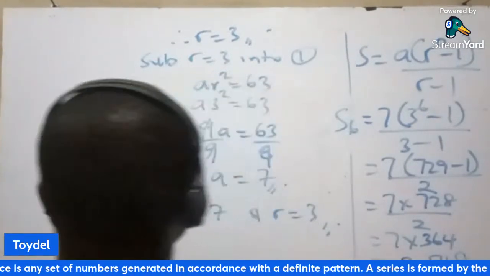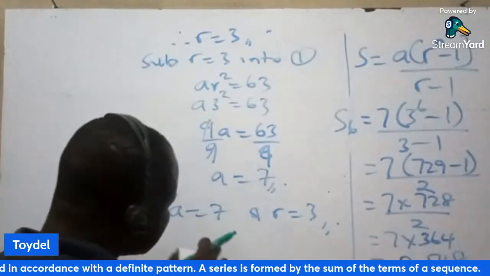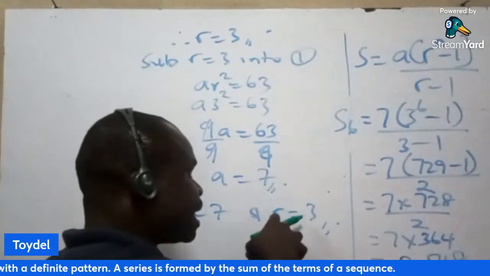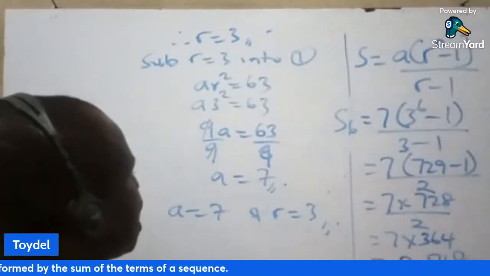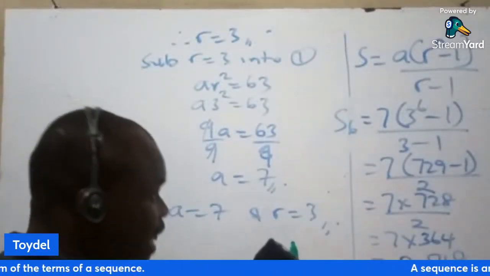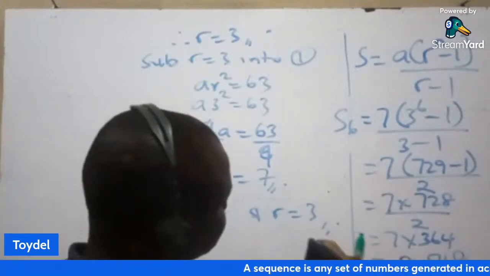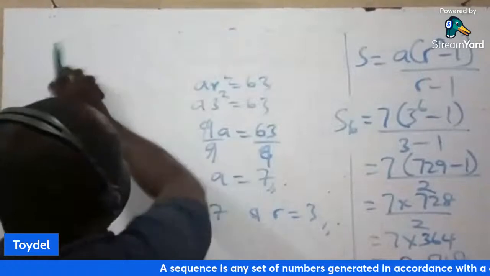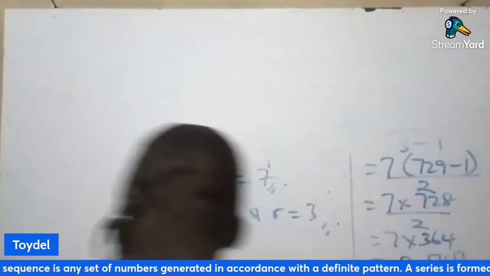Then let me just give the last example for today. That is under sum to infinity. As I've said earlier, in this case our r is greater than 1, that's why we apply this formula. You can come across another question in which the value of r will be less than 1. Then you go ahead and apply the second formula when r is less than 1.